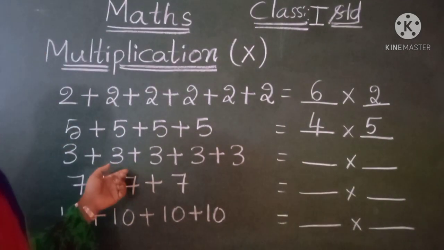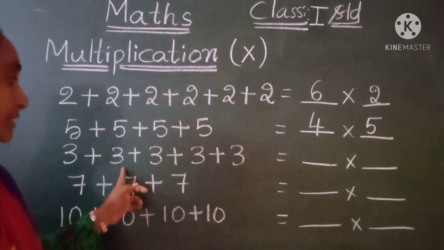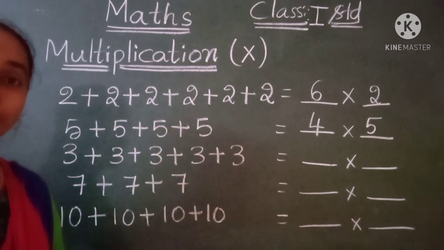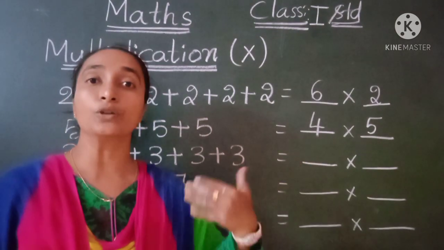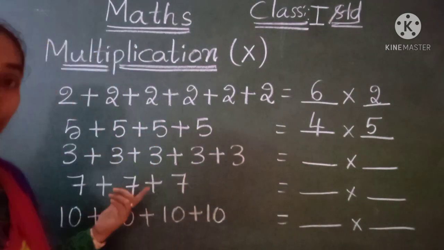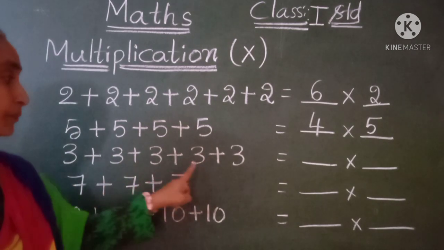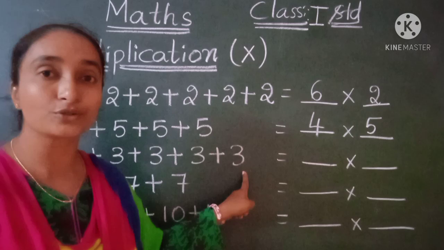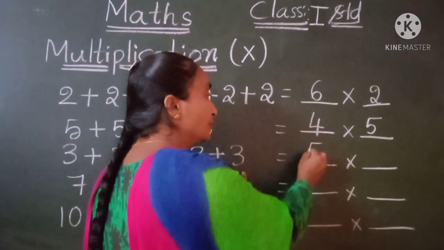Now let us see another one, that is the third one. Here we can see, children, 3 plus 3 plus 3 plus 3. So first, what do we have to do in the first blank? We have to count the groups. How many groups are there? 1, 2, 3, 4, 5. So how many groups are there? 5 groups are there. So first we have to write the 5.